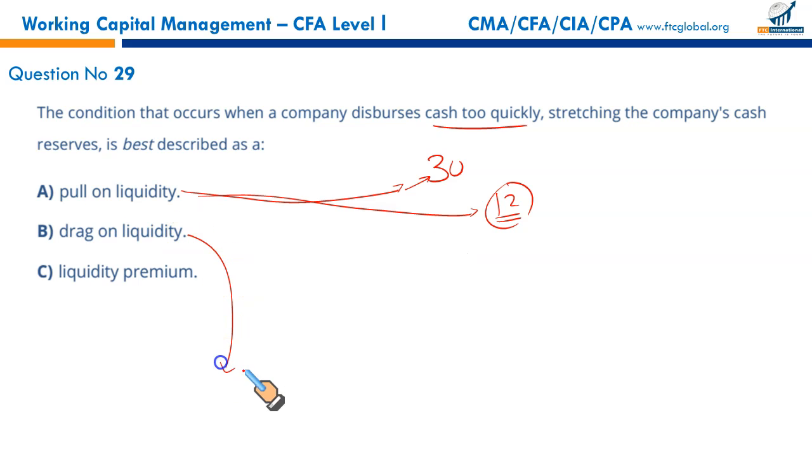Drag on liquidity is that first you used to collect from your receivables after 45 days. Now they take about 63 days to pay you. Drag on liquidity means your customers are paying you less frequently now. They take more time to pay you. So pull on liquidity is bad, because first you used to pay after 30 days, now after 12 days. And drag on liquidity, your customers are delaying the payment. This is bad as well.